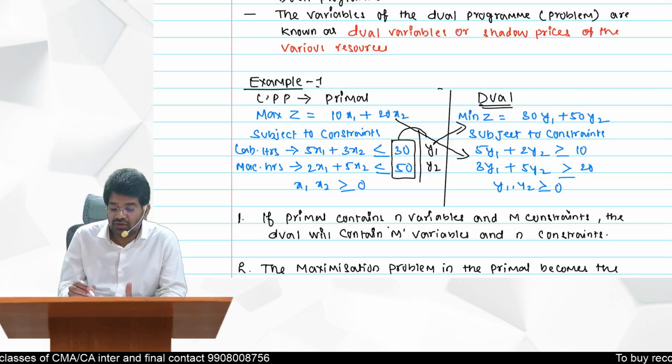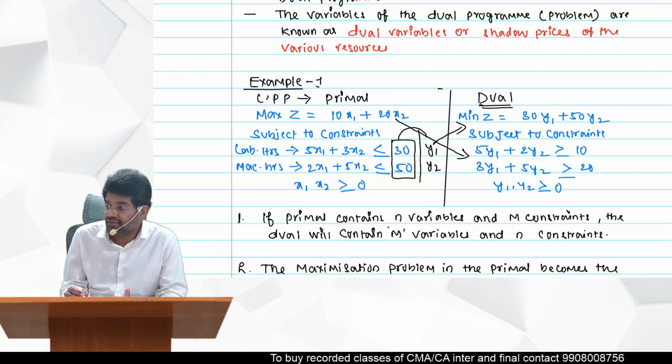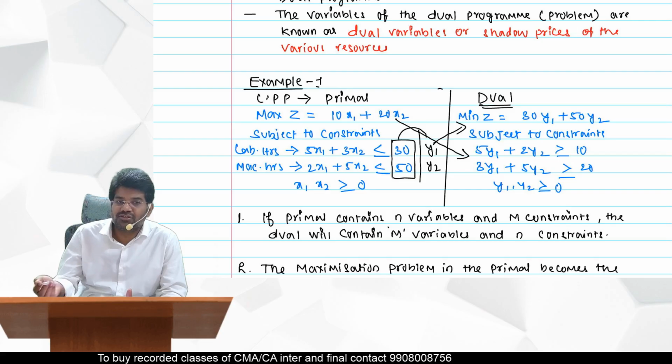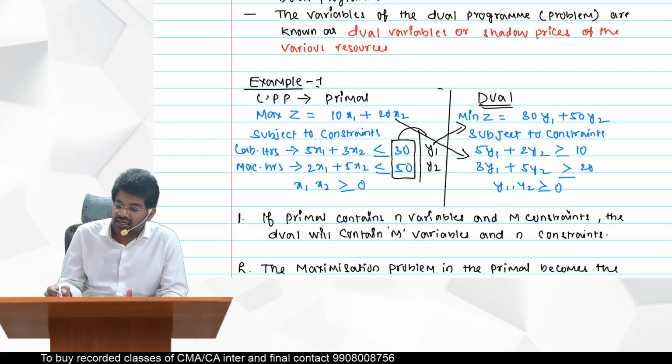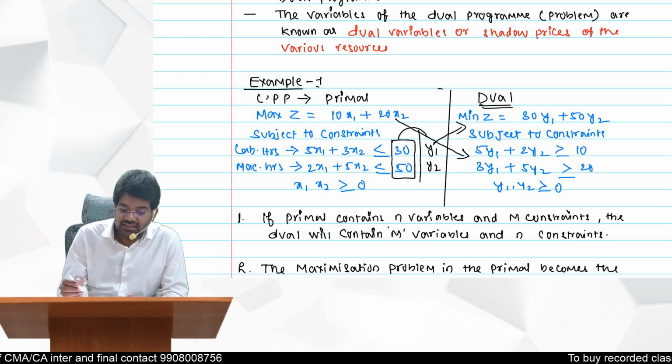Now if primal contains n variables and m constraints, here how many variables are there? Decision variables, 2 are there. And how many constraints are there here? Here you have 2 constraints. So here what will happen? Here also you have 2 constraints, and here also you have 2 variables. Opposite.